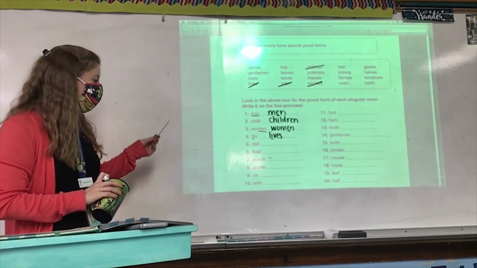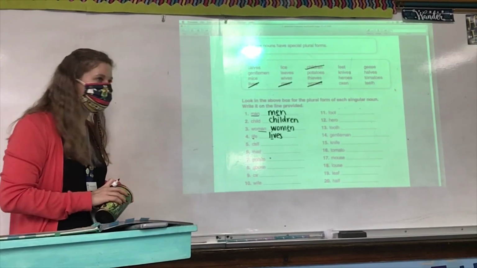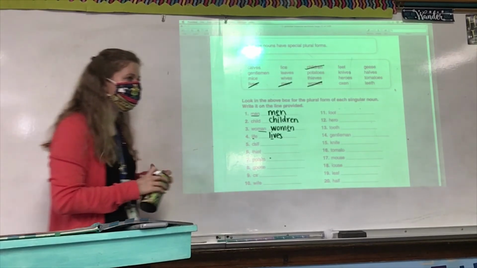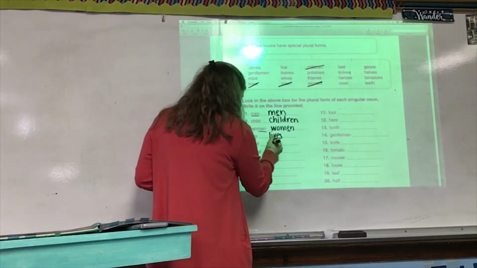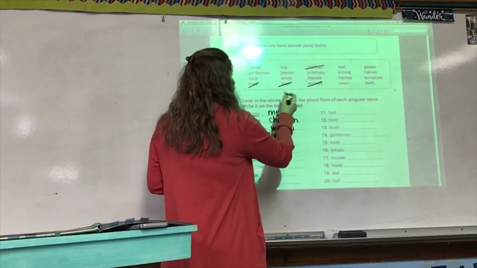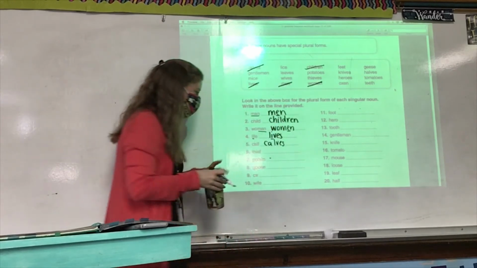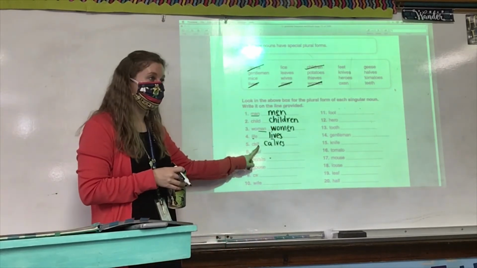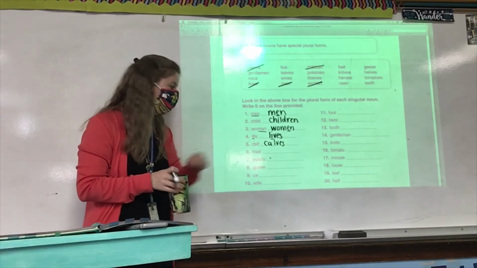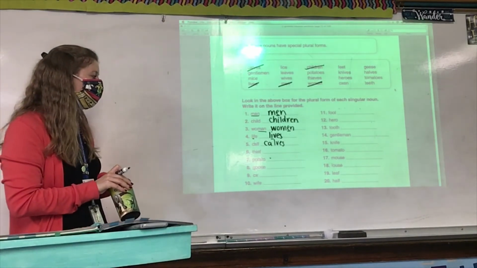Number 5, calf. Zadie, we don't say that cow had 2 calves. We say it had 2 calves. C-A-L-V-E-S. So again, we're following that F or F-E rule. The F becomes a V, and then we add ES. Good. Number 6, thief.